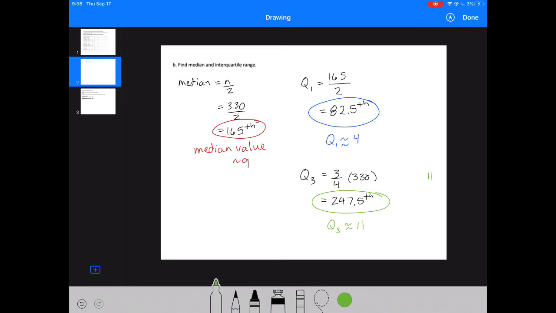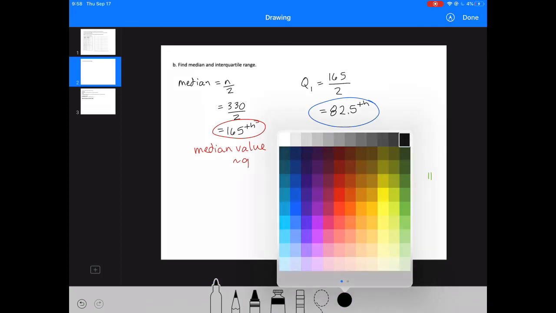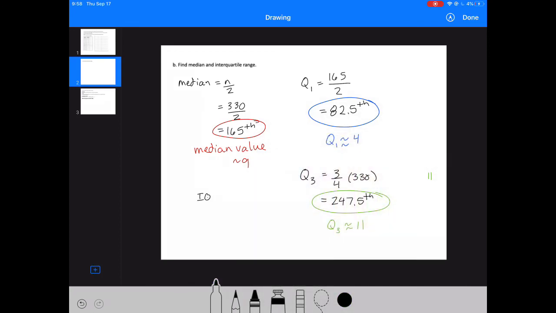Then we can find our interquartile range by finding the difference between Q1 and Q3. So our interquartile range is going to be Q3 take away Q1, which is 11 minus 4, which is going to give me 7. I should probably use approximately here because we're estimating on our graph.